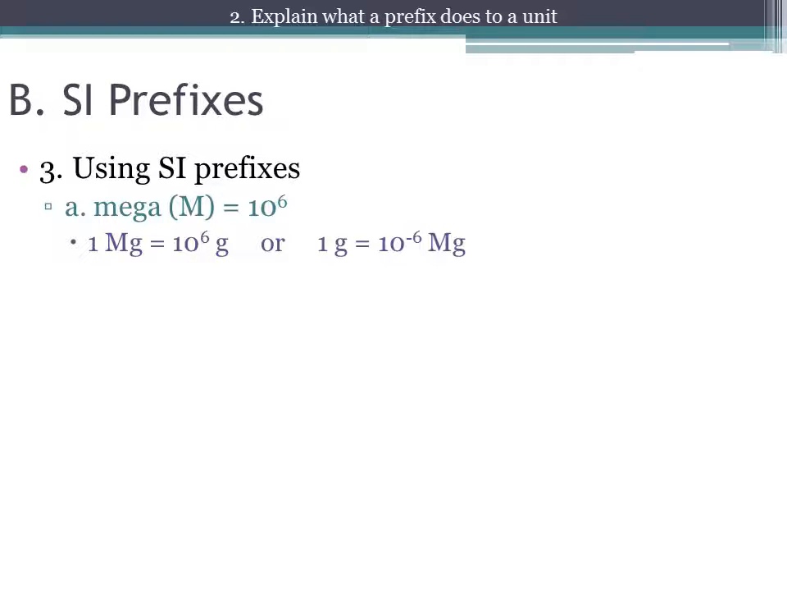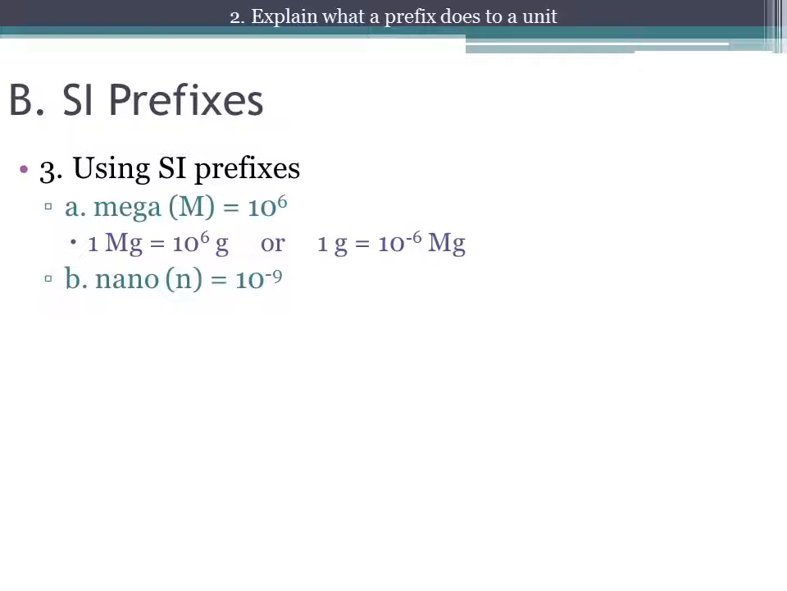Now if we're going to look at it the other direction, if we want to say how many megagrams are in 1 gram, it would be 10 to the negative 6th. The reason being is the megagram is a much larger unit than the gram, so we need less of them. So recall 10 to the negative 6th would be the same thing as 1 over 10 to the 6th. You learned that in algebra. So in other words, 1/millionth of a gram. Or 1/millionth of a megagram, excuse me.